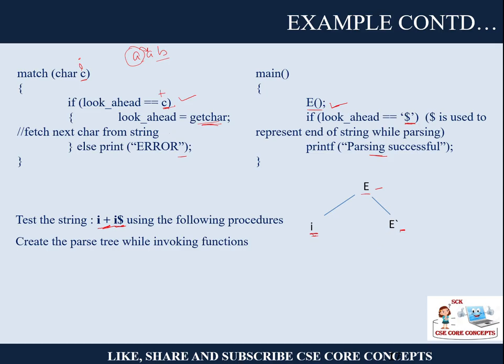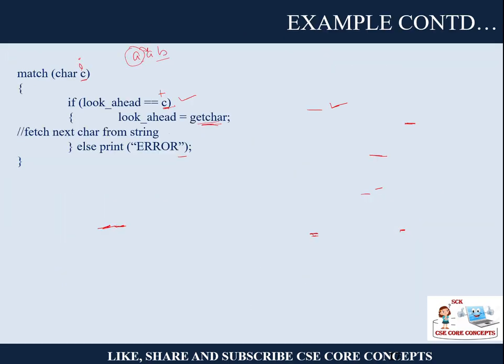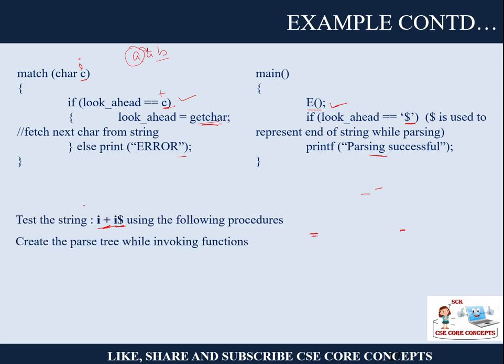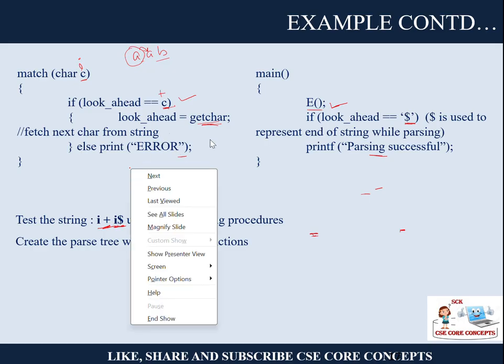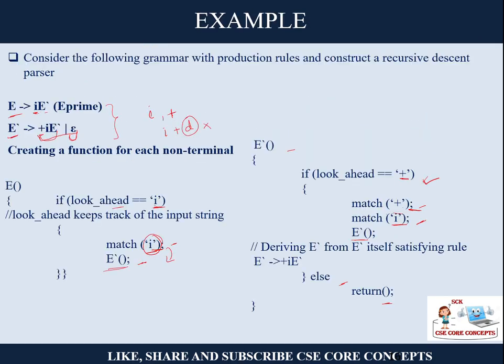Now the match function will go back here, come back here after matching plus. Then it will try to match I. So is your look ahead matching I? Yes, our look ahead was I. So it has matched, right? So fetch the next character. So if you fetch the next character, now our look ahead is dollar. So here you have matched plus, you have matched I, and then after matching I, according to the grammar, we have again called the E prime function recursively.